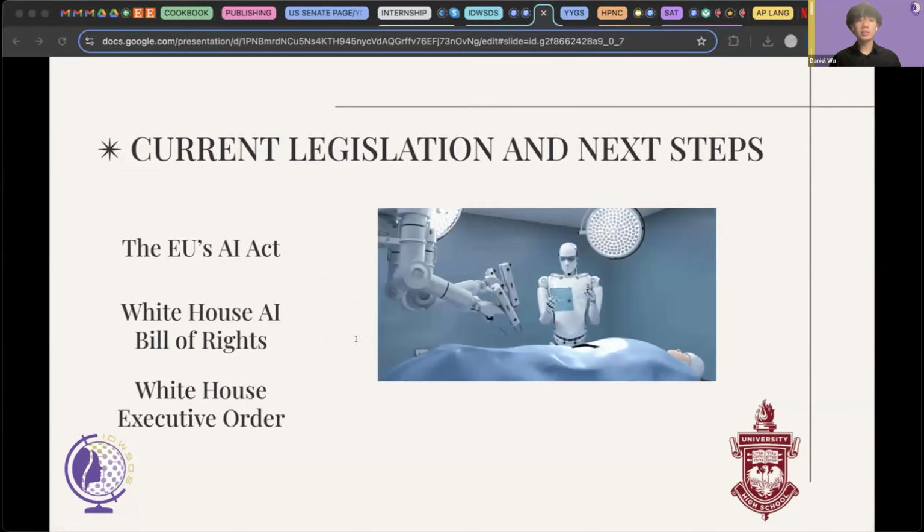So last, I wanted to talk about current legislation and some steps moving forward. So first, this behemoth legislative work that's been passed very recently is the European Union's AI Act. So passed in the spring of this year, it starts with this risk-based classification of different AI systems. So there's unacceptable risk, high risk, limited risk, and minimal risk.